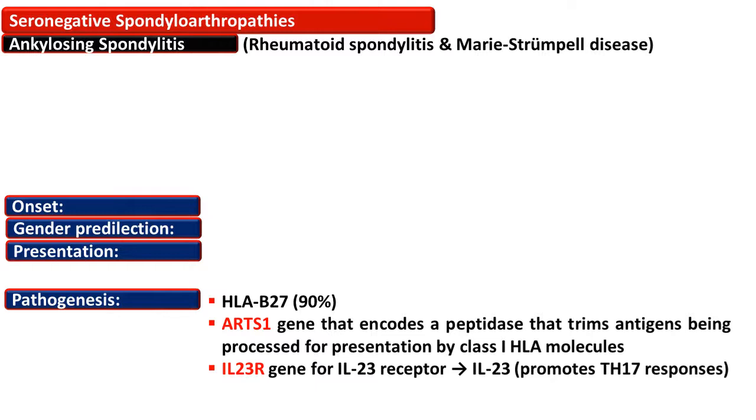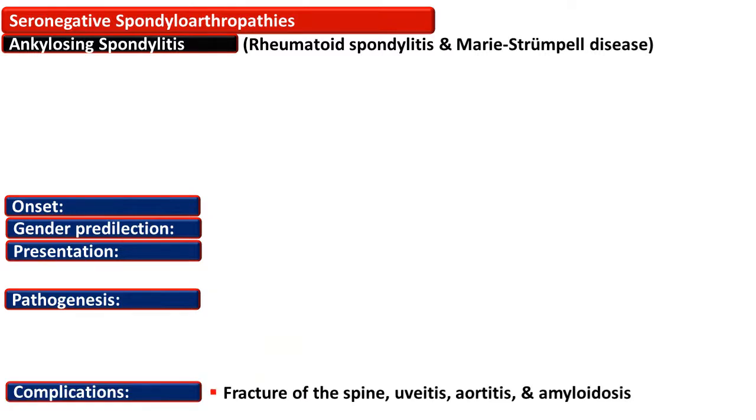Also, the interleukin-23 receptor gene is associated with this disease, as it is thought that interleukin-23 promotes T helper 17 responses. And the complications of this disease are fracture of the spine, uveitis, aortitis, and amyloidosis.